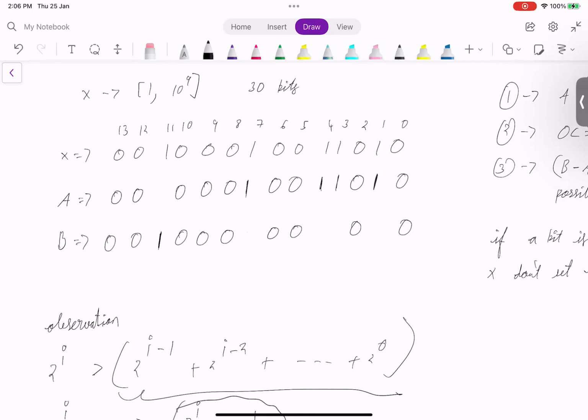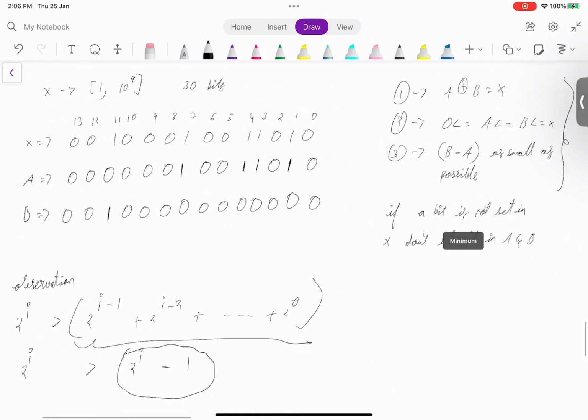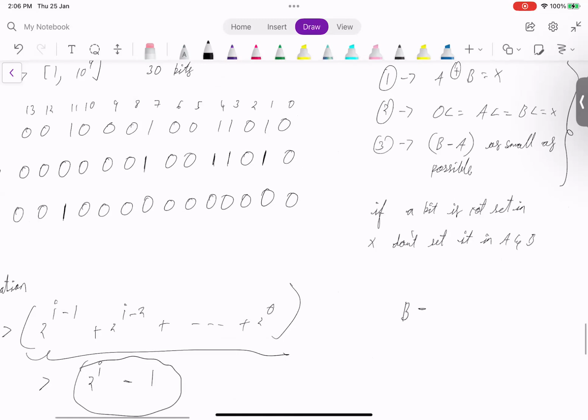Now, for the set bits, if we observe the MSB, we kept it in b, so we shouldn't put it in a. The seventh bit we kept in a, so we shouldn't put it in b. Similarly, the fourth and third bits we kept in a, so we shouldn't put them in b, and the first bit we kept in a, so we shouldn't put it in b. Now we can observe that if we XOR a and b, the result will be x. And we can even prove that for this kind of arrangement, b minus a will be as small as possible.